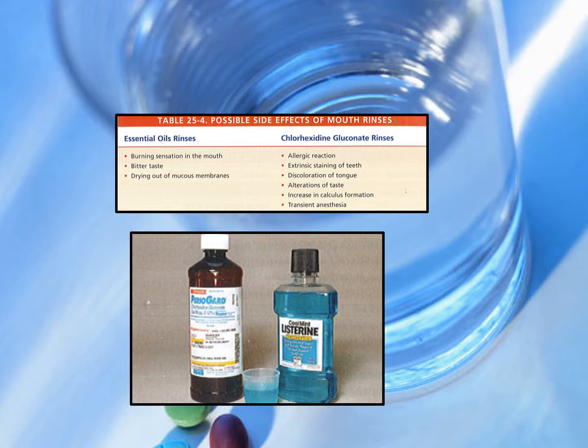even further. The chlorhexidine, on the other hand, could have the potential side effects of an allergic reaction, extrinsic staining of the teeth, which is very common, discoloration of the tongue, alterations of taste, increase in calculus formation, which also is very common, and transient anesthesia. Remember also that the chlorhexidine, outside of side effects, actually requires a prescription, whereas the essential oils are products that are purchased over the counter and do not require a prescription.